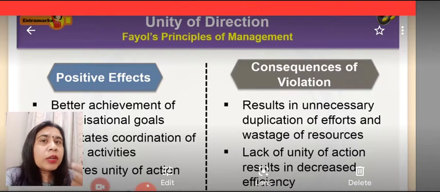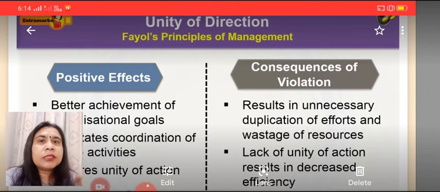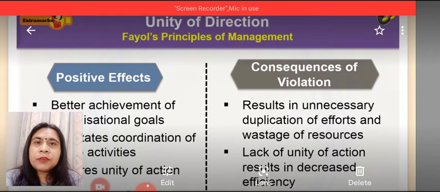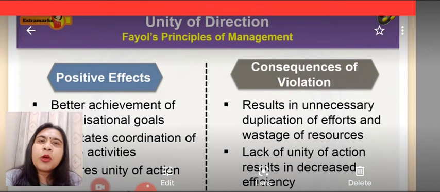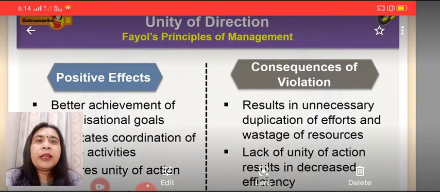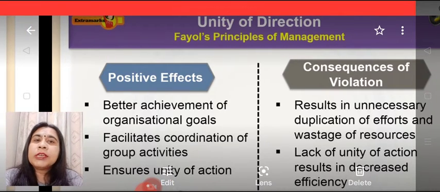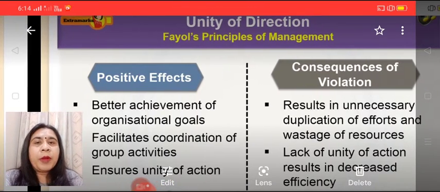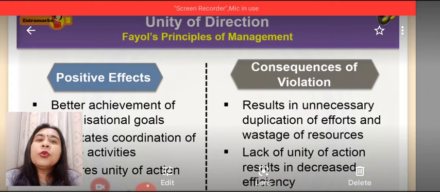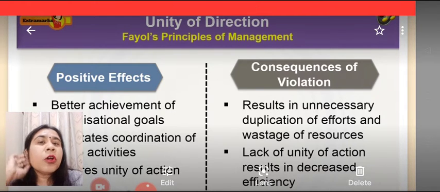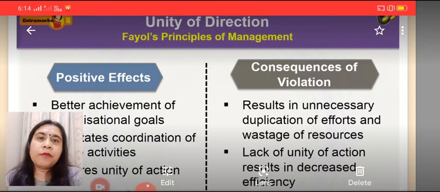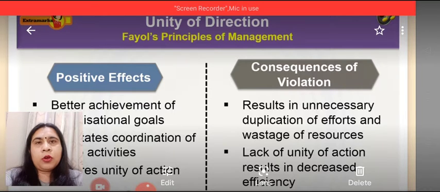That is, organizational goals would be achieved since there are different divisions. Each division would be headed by a different boss with a different plan, and therefore the organization's goals could easily be achieved. It also facilitates coordination of group activities and ensures unity of action. That is, all these divisions separately will work towards one goal and one organization.